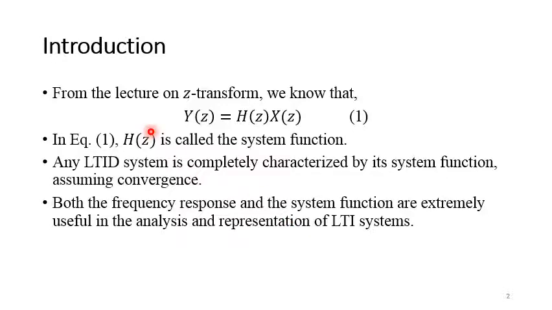So from the previous lecture on Z transform, we know that the output in Z domain, denoted by Y of z, is equal to H of z times X of z. And you understand H of z is basically called the system function or the transfer function, and you know that in time domain the output equals the convolution of the impulse response and x of n, the input signal.